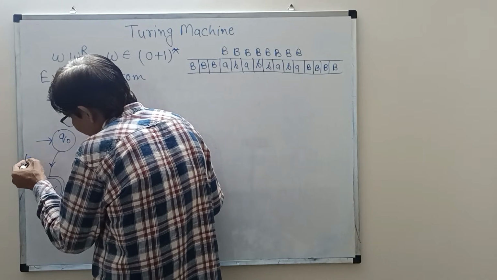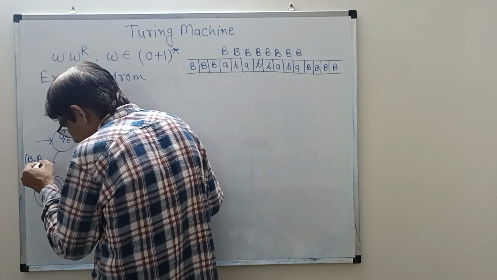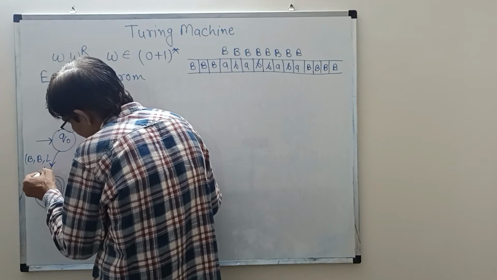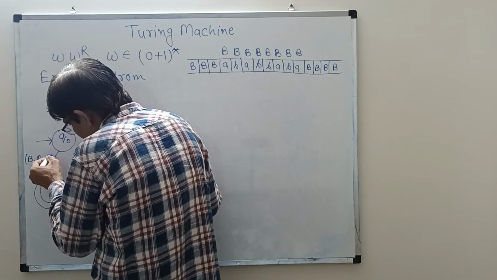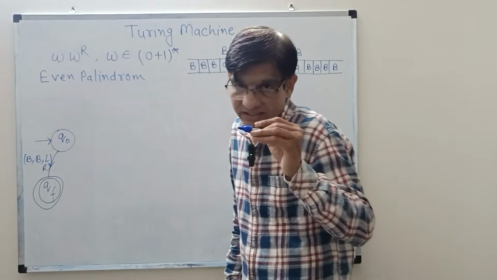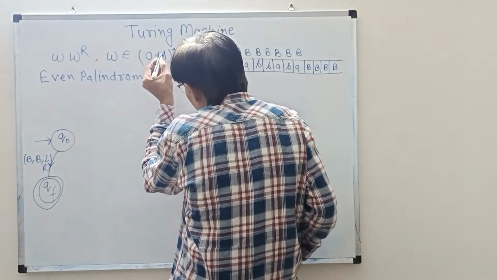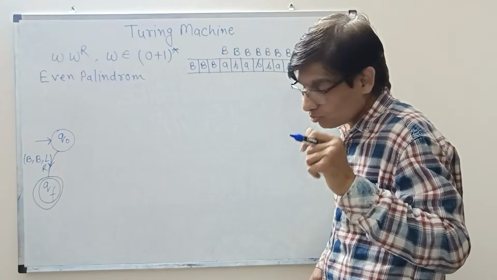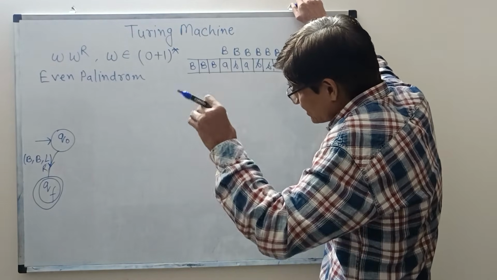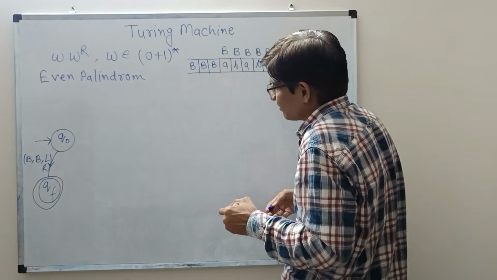So on Q0, if you get blank, then you leave it as it is, that means blank, and you can move towards left or right, any direction you can choose. It doesn't matter. Then you can move to the final state. But this is the case when W is epsilon. But if W has at least one symbol, then how would you proceed? That we will discuss now.